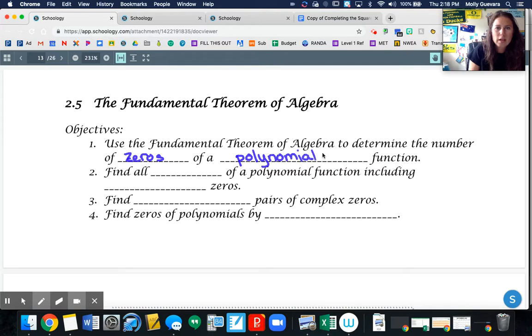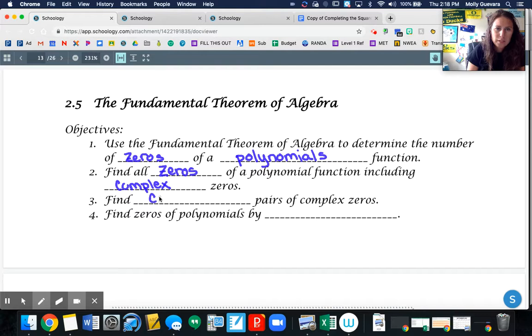So how many times does a polynomial cross the x-axis? I should say if they're real zeros, then they cross the x-axis. If they're complex zeros, then they don't. Objective number 2 is to find all of the zeros of a polynomial function, including complex zeros. So complex zeros are zeros, but they don't physically cross the x-axis because they're imaginary.